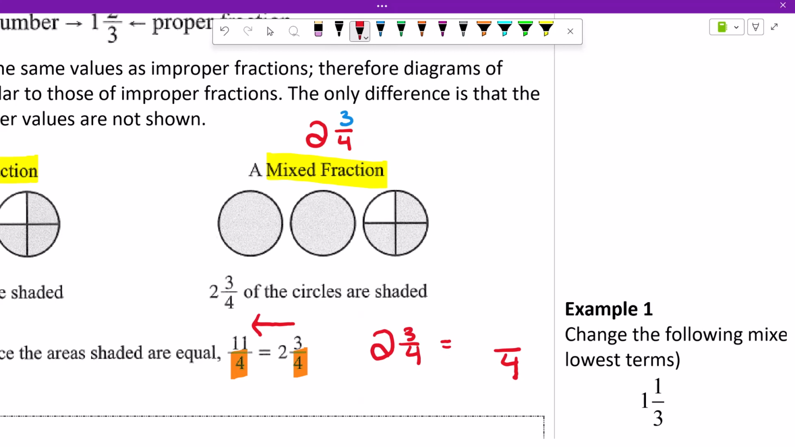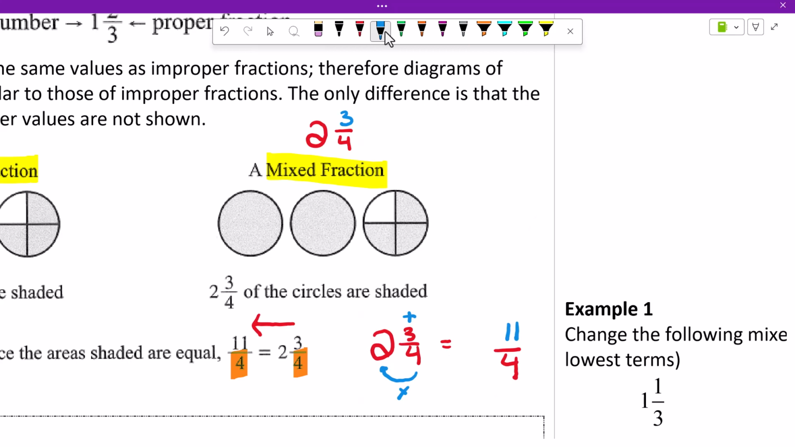And the top number tells you how many are shaded. So to go for this, we have to figure out the top number. On the other one, we go, well, there's 2 whole ones, and each whole one has 4 pieces in it. So we go 2 times 4. Altogether, we have 8 there. 2 times 4 is 8. Then the third piece, we have 3 little pieces. So we multiply, then add. Altogether, 2 times 4 is 8, plus 3 gives us 11 out of 4 pieces. And that's how you jump from the mixed fraction to the improper fraction. You multiply, then add.